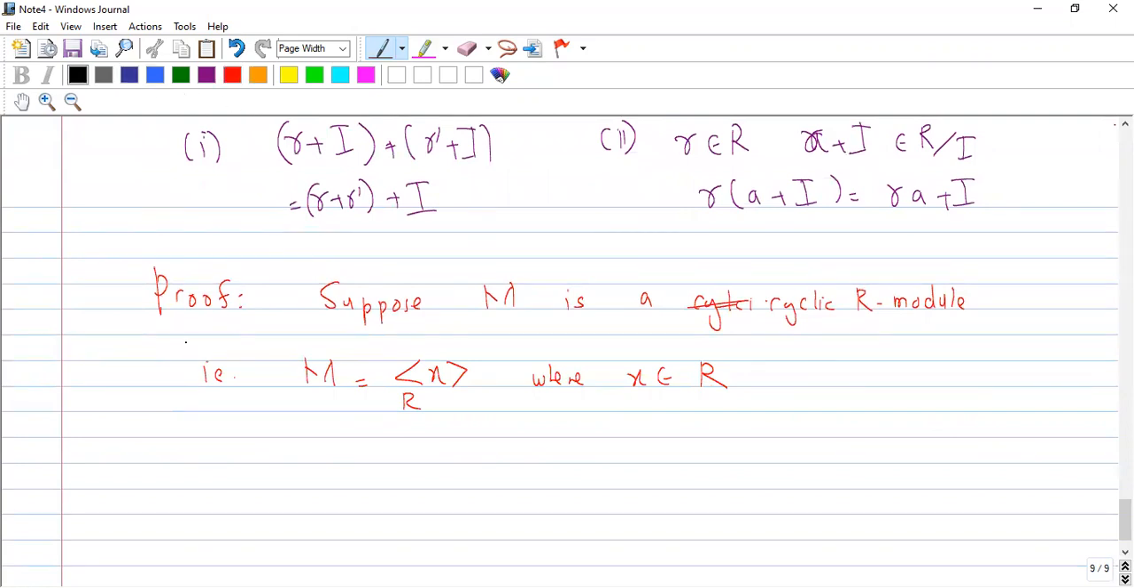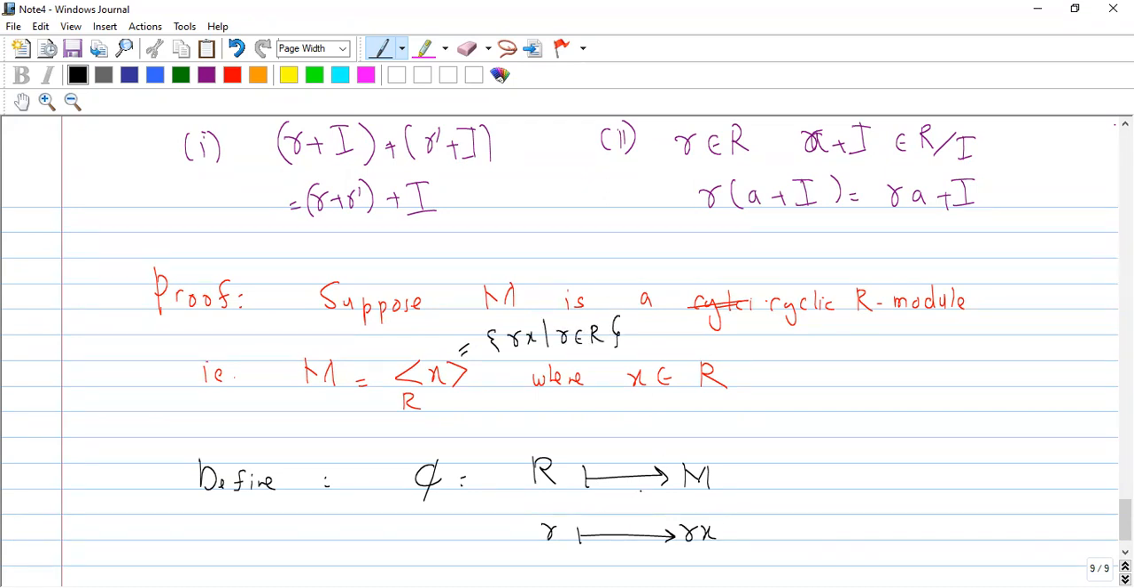Now define phi as a map from R to M in this way: for an input r, the output would be equal to rx. That is, if the input is a scalar, then the output will be the scalar times the generator. Because in what form were the elements of M? They are in the form of rx, where r is an element of R. So I defined this map.